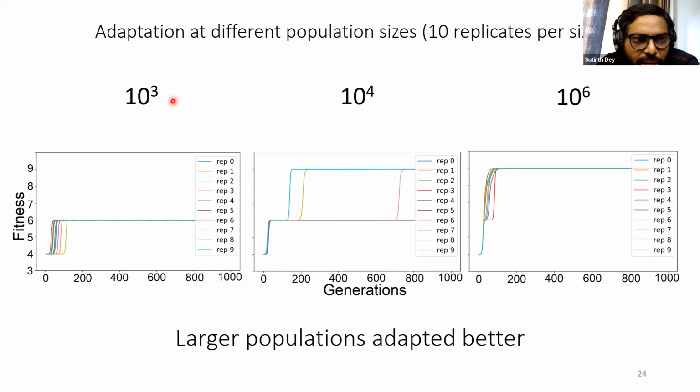So as you can see, when the population size is low, about 10 to the power 3, then the fitness just goes to somewhere about 6. When the population size is 10 to the power 4, it goes much higher. And when it is 10 to the power 6, it very fast reaches the highest point, which is a fitness of about 9, and everybody then stays there. So larger populations are adapting faster, larger populations are adapting better. This is what we saw in our experiment.